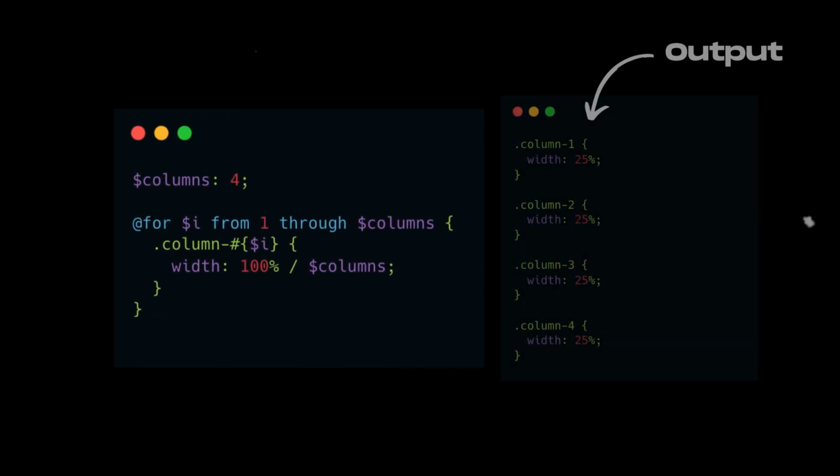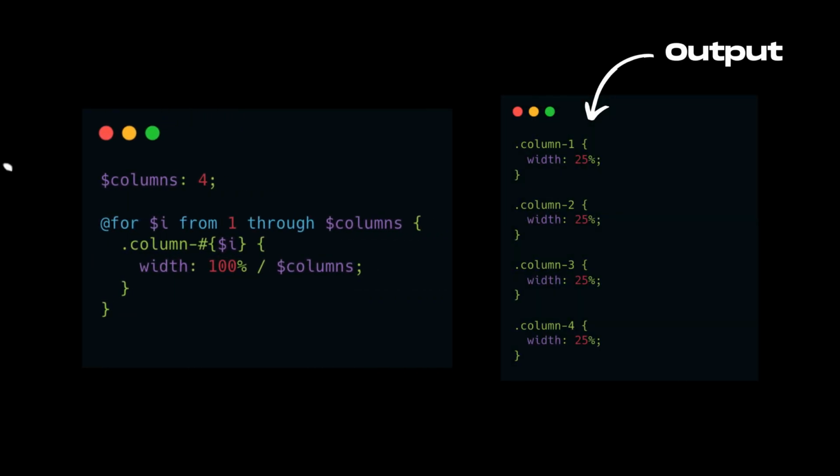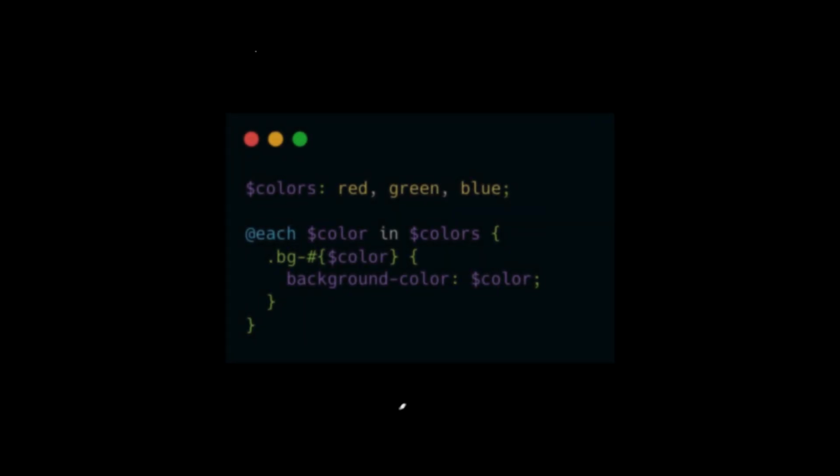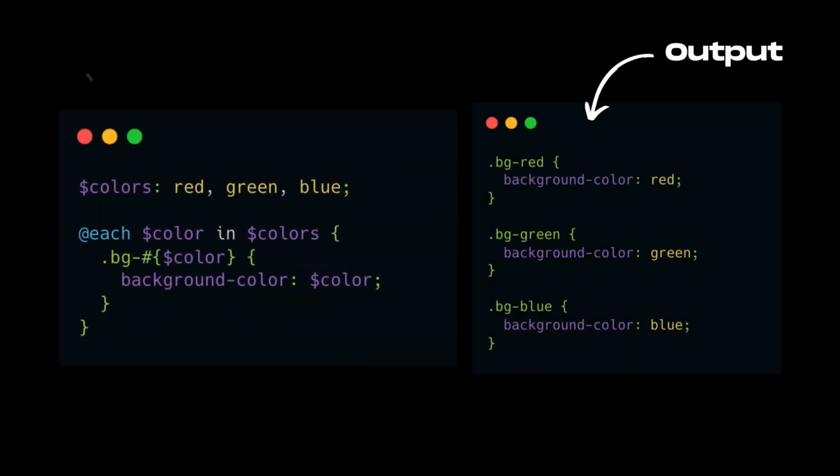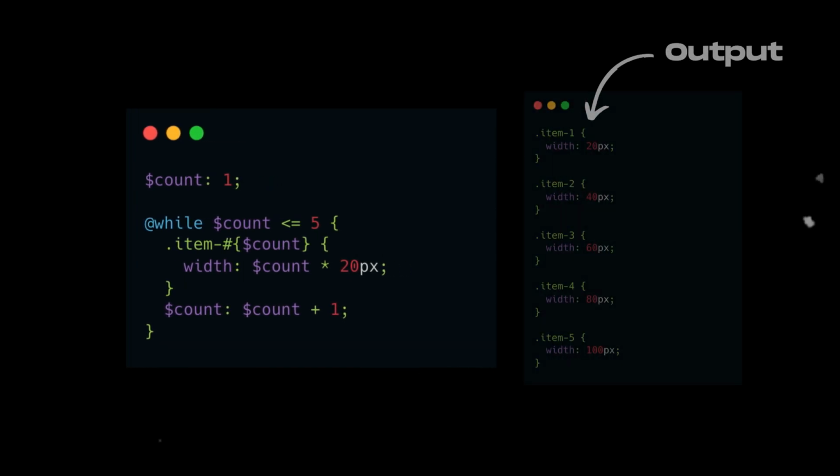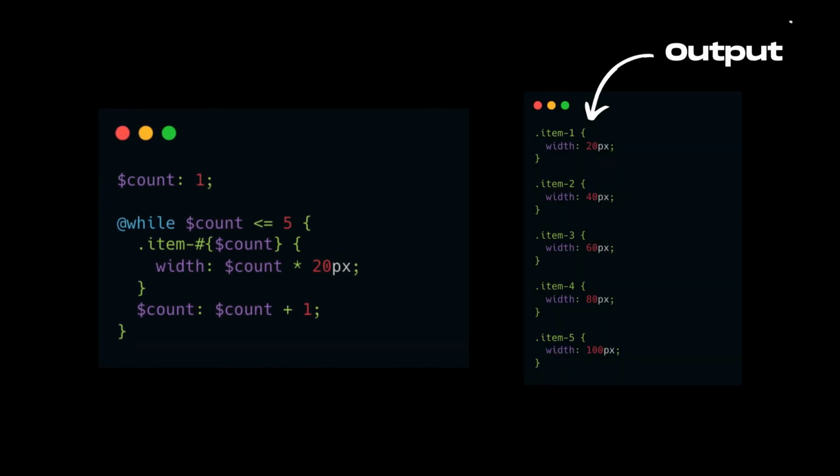Also, loops are available in Sass. The for loop iterates over a range of numbers, allowing you to create styles based on a sequence. The each loop iterates over a list or map, which is great for applying styles to multiple items. And the while loop repeats a block of styles until a specific condition is false.